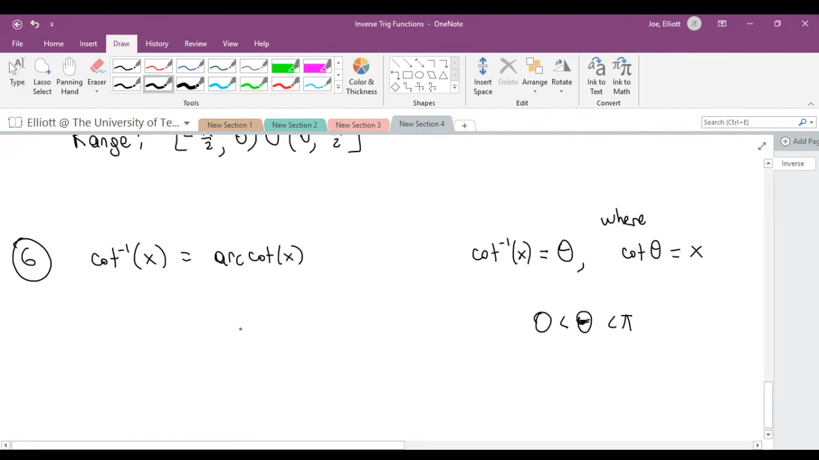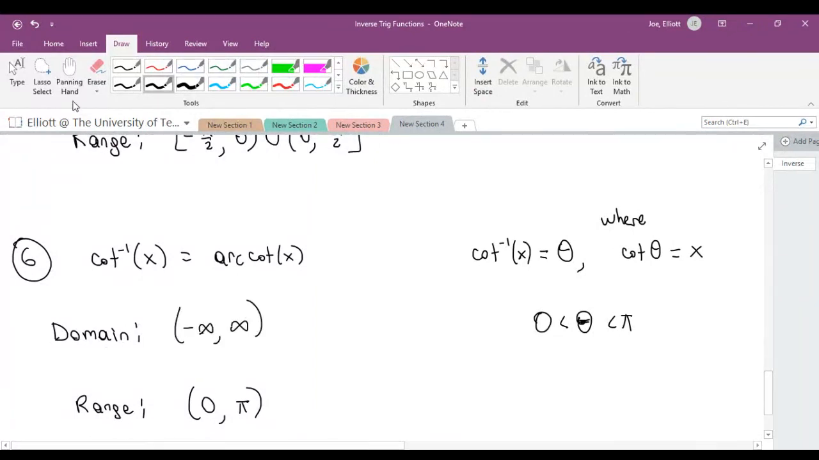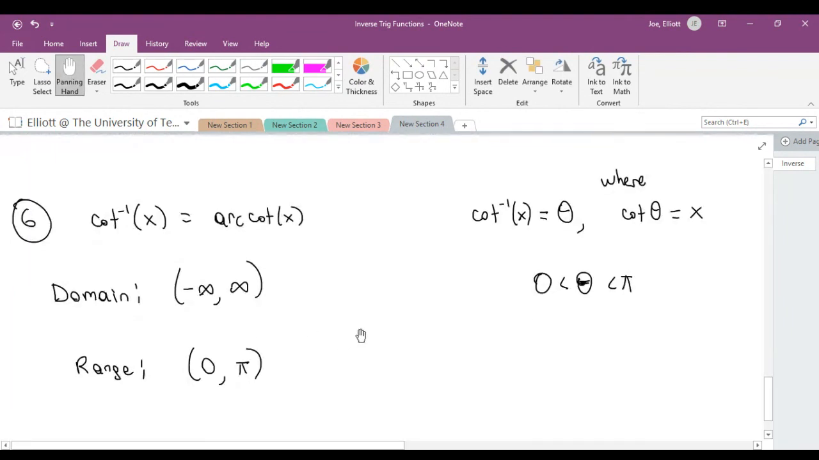Yeah, all right. So yeah, for inverse cotangent, the decision was to restrict theta between 0 and pi. So then that tells us the range. Okay. And then as for the domain, it would be similar to inverse tangent, so its domain should be all real numbers. Okay? All right.